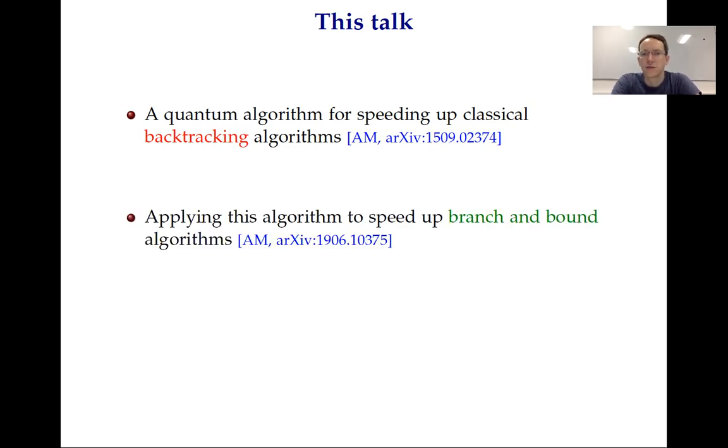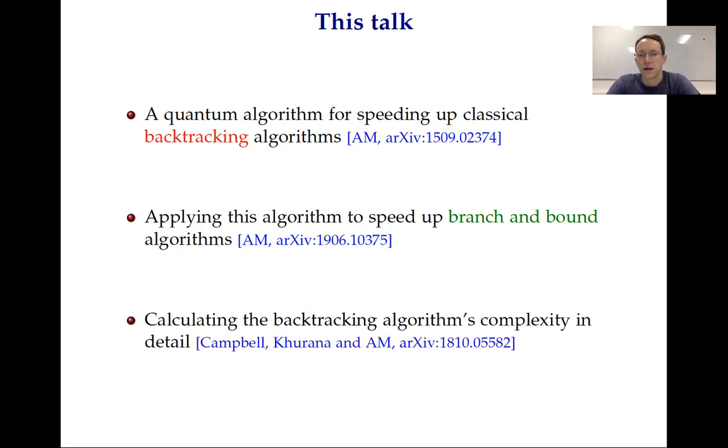This quantum algorithm for speeding up backtracking, we can apply it to speed up so-called branch and bound algorithms. This is a way of, roughly speaking, using the technique of backtracking to efficiently, or relatively efficiently, solve optimization problems. This is a very prominent and well-studied technique classically, and we can also speed this up with quantum algorithms.